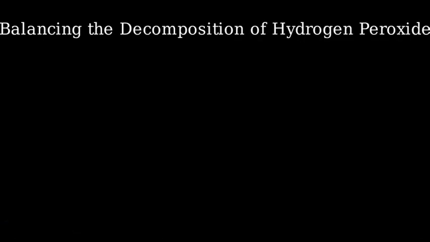We're going to learn how to balance the chemical equation for the decomposition of hydrogen peroxide. This is an important reaction in chemistry, and understanding how to balance it will help you with more complex equations in the future. Let's start with our unbalanced equation. We have H2O2 on the left side, which decomposes to form O2 and H2O on the right side.